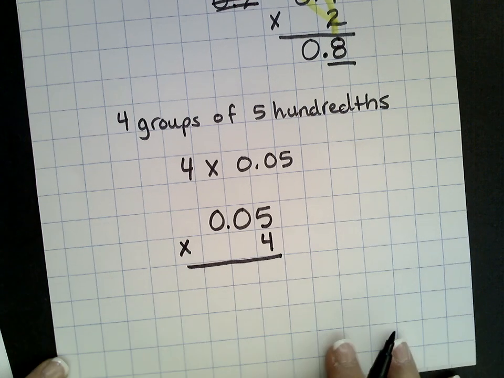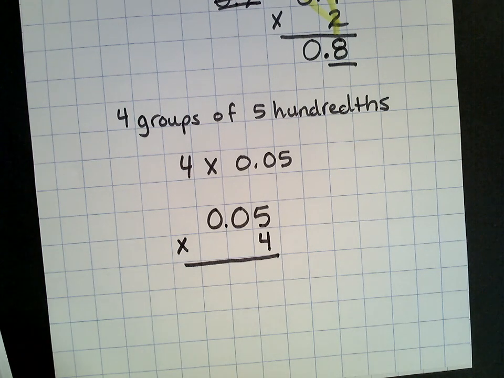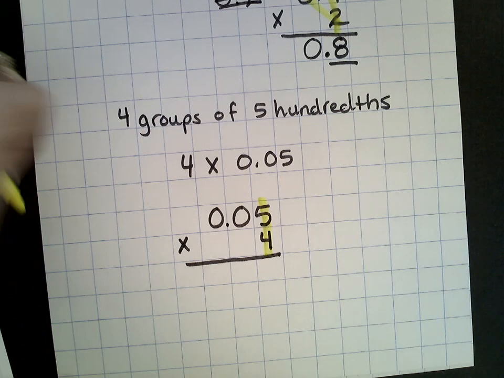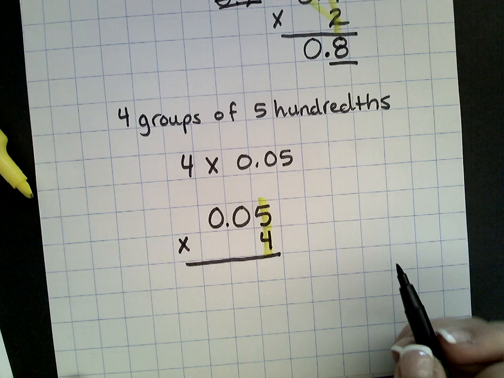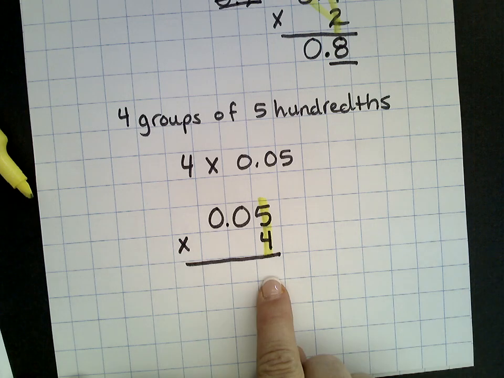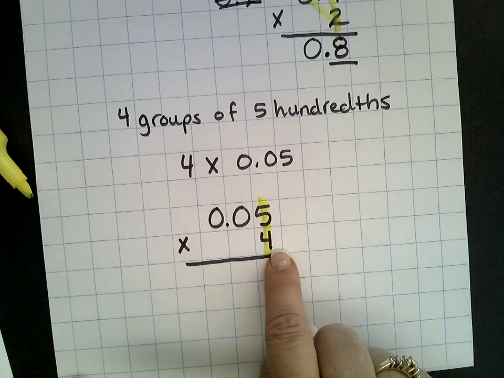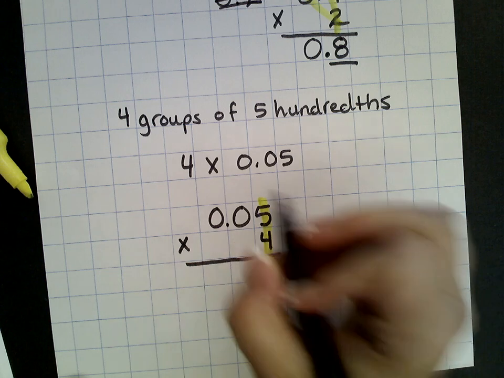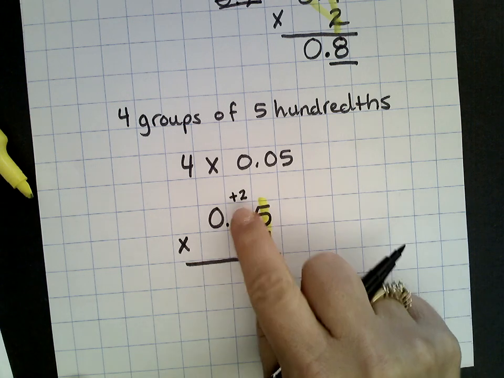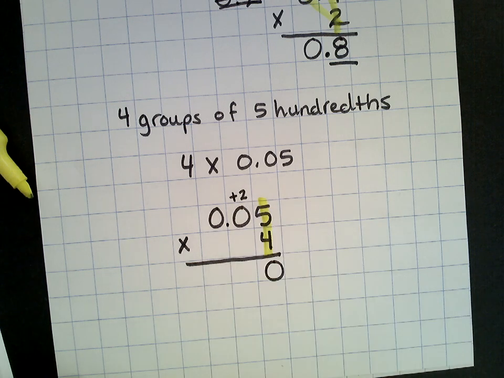We don't line up for multiplication. You pretend the decimal place is not there. You multiply just like you learned last year. So I'm going to do 5 times 4 first. 5 times 4 is 20. In this case, you can't put a 20 there. So I'm going to put a 0 down. I'm going to carry that 2, but we're going to be adding that 2 on.